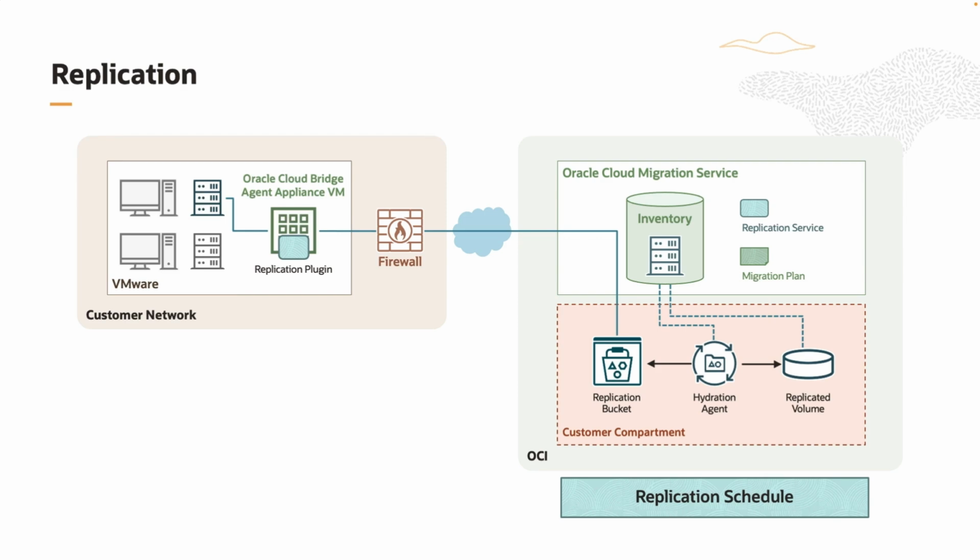There are two types of replication that we are referring to here. The first one is called full snapshot copy. A full snapshot is an entire copy of a virtual machine that is captured at a specific point in time. When you initiate the migration for the very first time, it replicates the full snapshot copy of the VM.